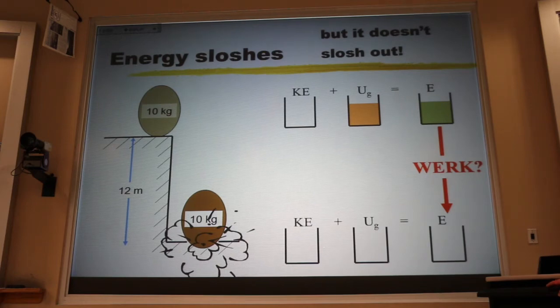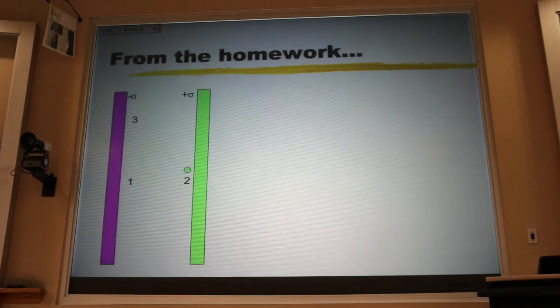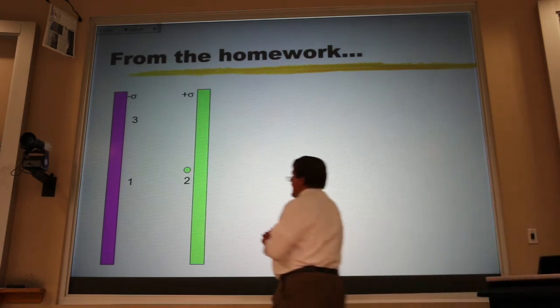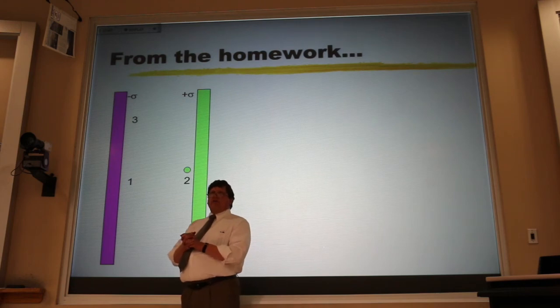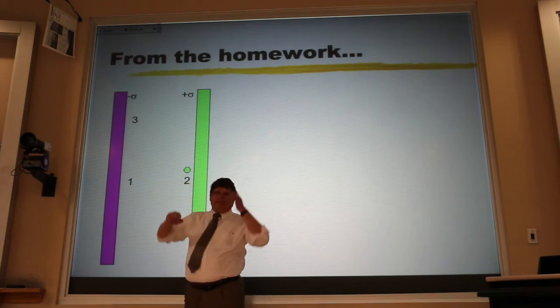That's messy, okay? Now, when we calculate work, we usually do it with the hand, moving things in a controlled fashion, very slowly, from rest to rest. Now, the reason I bring that up is that you had this problem for homework. And one of the questions asked, how much work would you have to do to bring this proton, this time it's a proton, from 2 to 3?